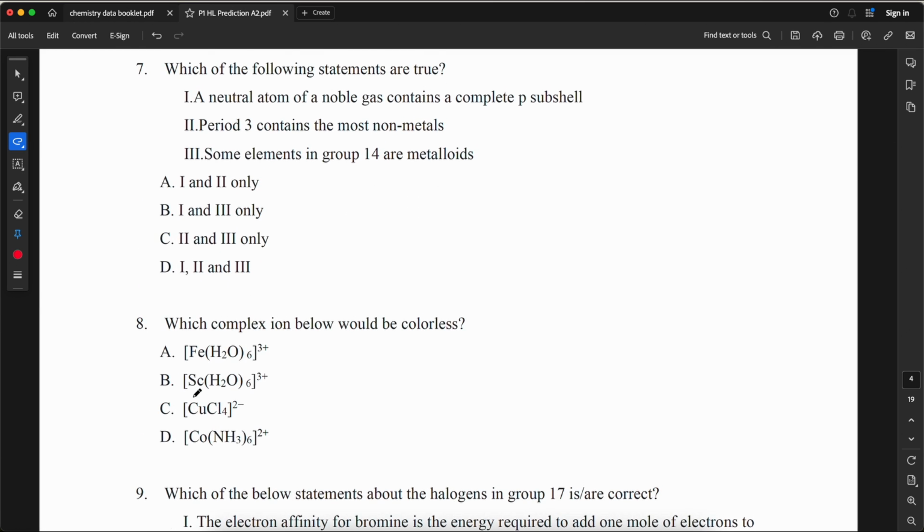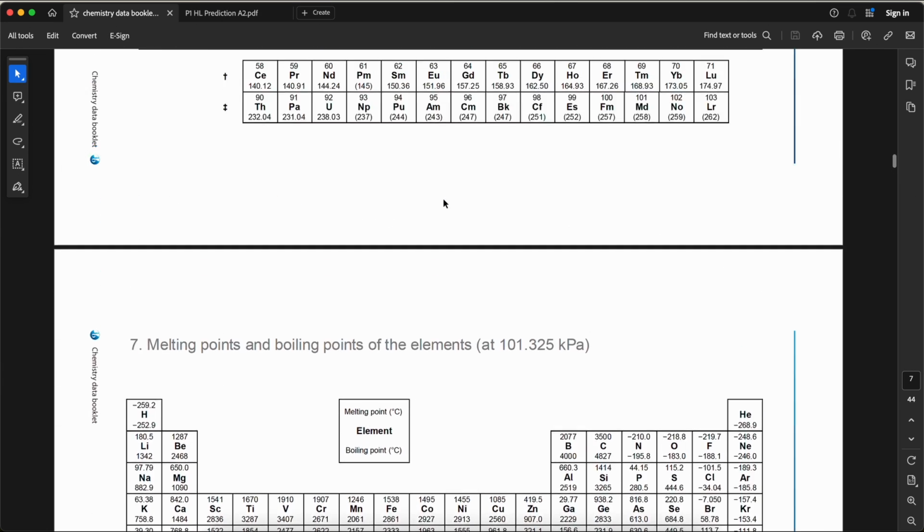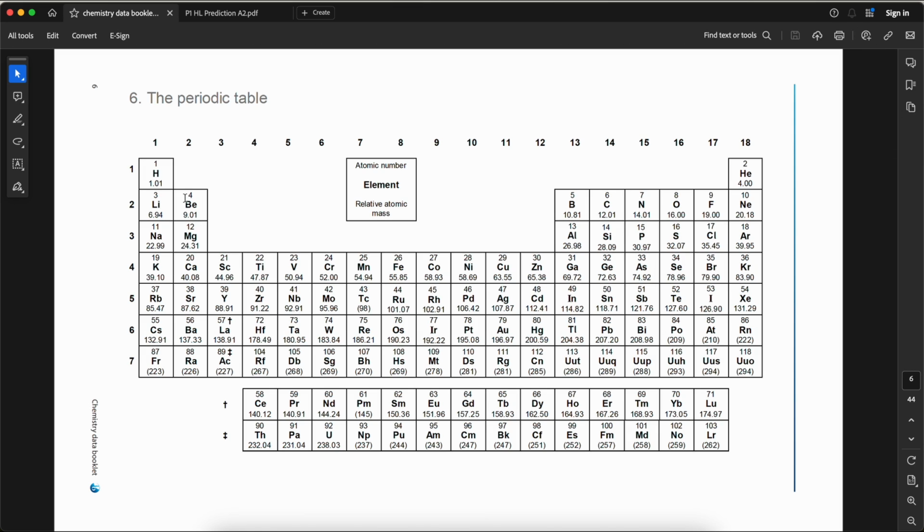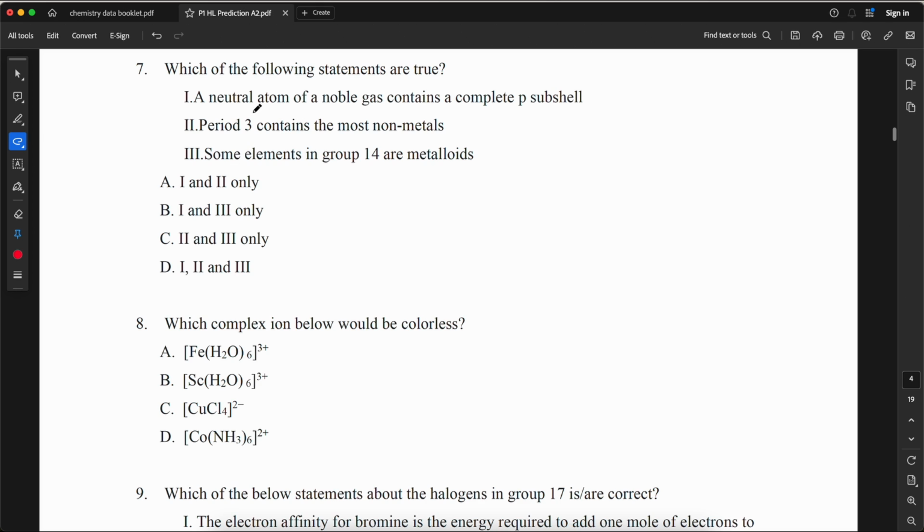Number 7, which of the following statements are true? A neutral atom of a noble gas contains a complete p subshell. Correct, because when we look at the periodic table, this will be block s, this will be block d, and this will be block p. So noble gases will be here. For example, 2s1, 2s2, 2p1, 2p2, 2p3, 2p4, 2p5, and 2p6. All noble gases have 2p6, 3p6, 4p6. So a neutral atom of a noble gas contains a complete p subshell.